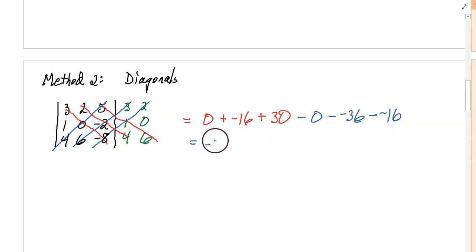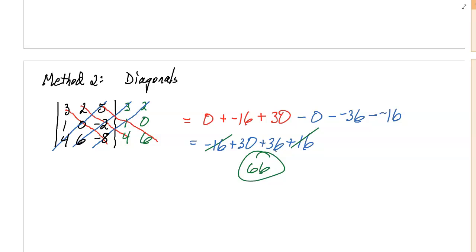So we have negative 16 plus 30 plus 36 plus 16. You can type this in the calculator or just do it by hand. Negative 16 and plus 16 cancel. It looks like the answer is 66. If you do expansion by minors with any row or any column, you will also get 66. So I'll leave it to you to decide which method you like better, expansion by minors or diagonals method. This concludes the video about finding the determinant of a square matrix.